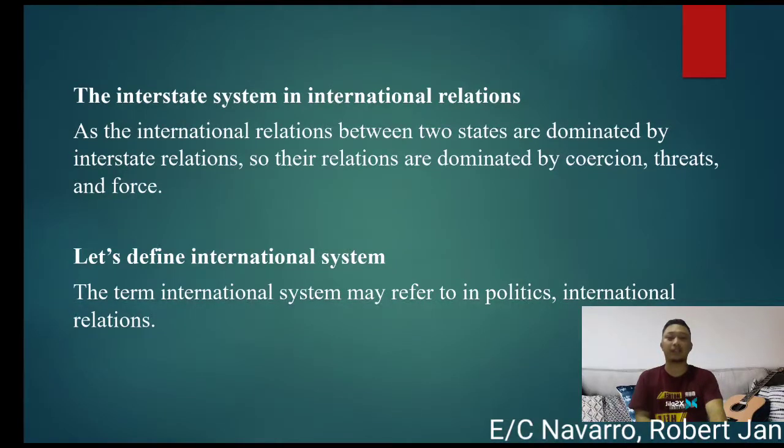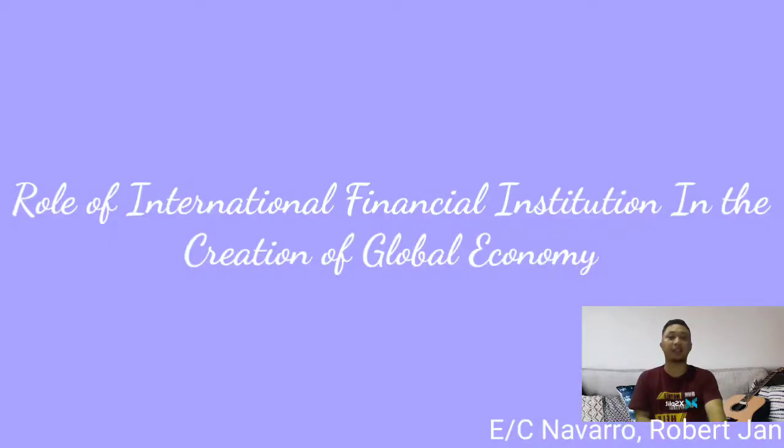So we need to define also the international system since we are already talking about it. The term international system may refer, in politics and international relations, to the global constellation of states. The term is commonly applied to the international system of the 20th century and can equally be applied to the pre-industrial international state system. Since we are already talking about the international system, let's move on to the next objective, and that is to explain the role of international financial institutions in the creation of a global economy.